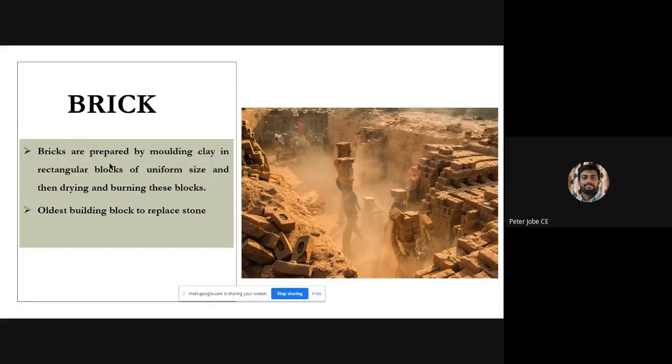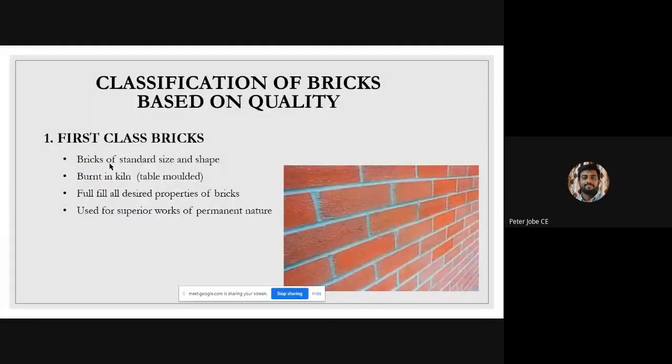So why does it have a lot of advantages? It is of lighter weight. That means handling a brick is much easier than handling stone, because stone is heavy for us to handle. Also, if you are molding these bricks, all of them will be of uniform size, so we can have a proper estimation of the number of bricks required for a construction activity. So brick has replaced stone for construction. And the thing we are focusing on here is the basis of classification of bricks.